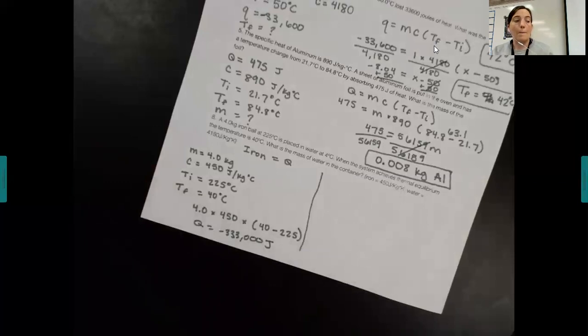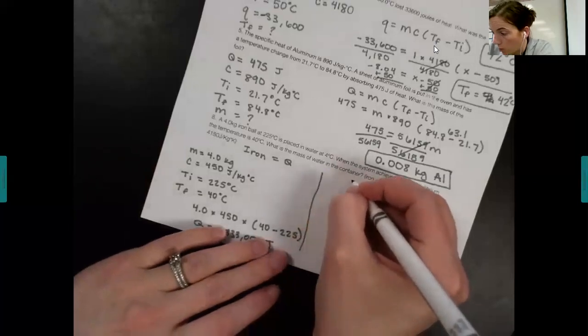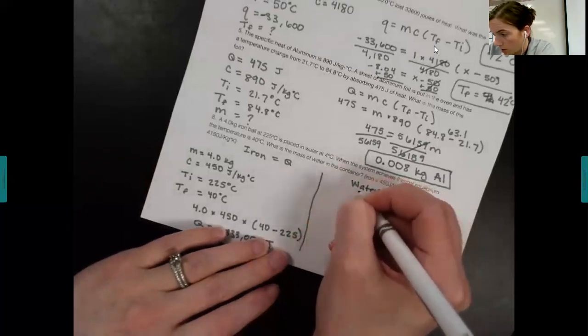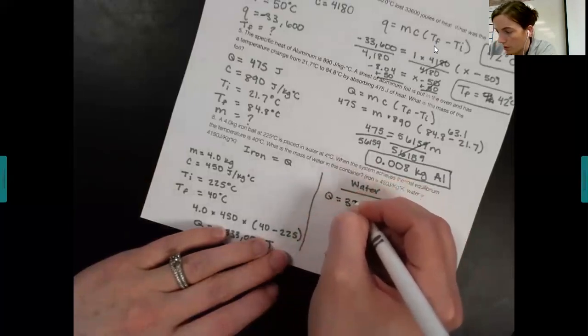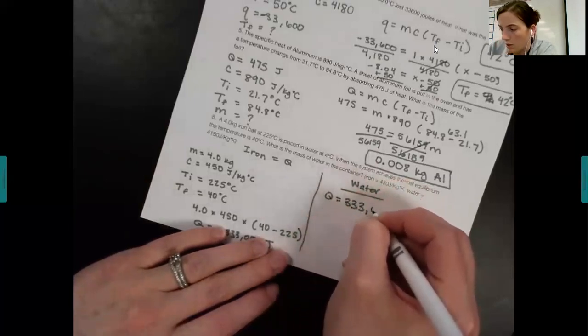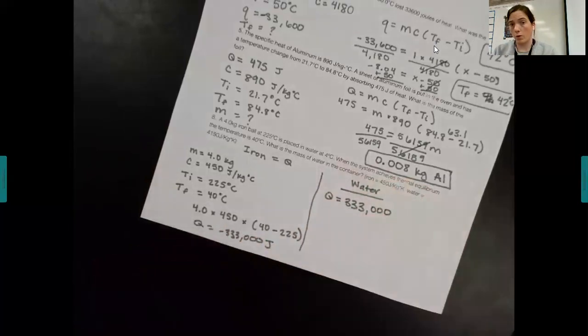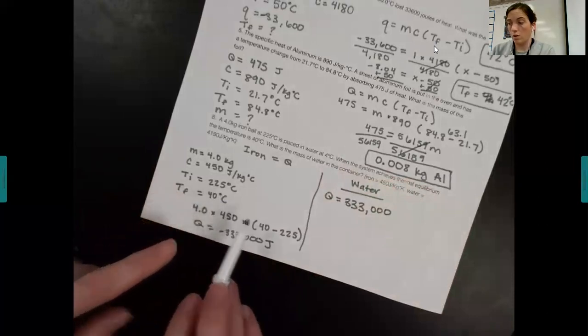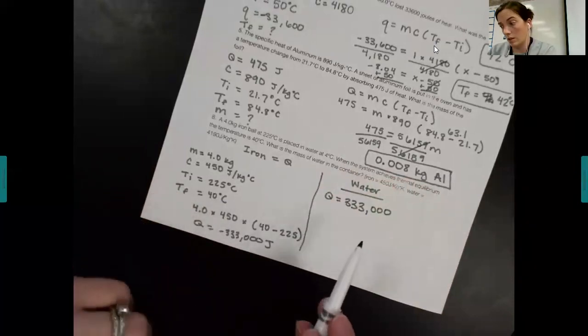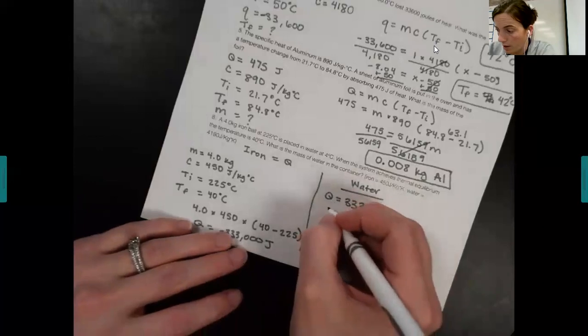All right. Because they're getting into the iron and the water, like the hot ball of iron dropped into the cool water are reaching an equal temperature in the end. Okay, that means that water is going to have the same amount of heat transferred, but this one's going to be positive because it's going from cold to hot. All right, this one went from hot to cold. Water is going to be going from cold to hot, so it's the positive version of it.